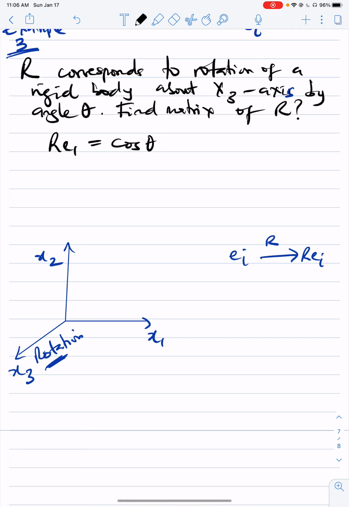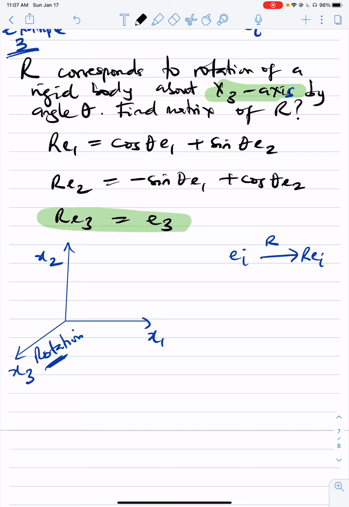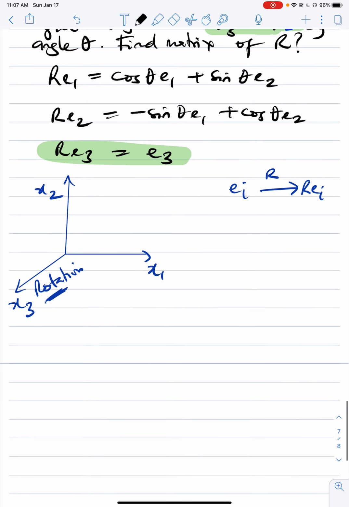So let's say cos theta E1 plus sine theta. I guess you understand why we are seeing thetas and trig. Yeah, because it's a rotation, right? E2 should be negative sine theta E1 plus cos theta E2, then RE3. We are rotating about this, so we don't expect any change here. We don't expect this to change, right? Exactly. So we are rotating about this. We don't expect that to change. I hope this makes sense to you.